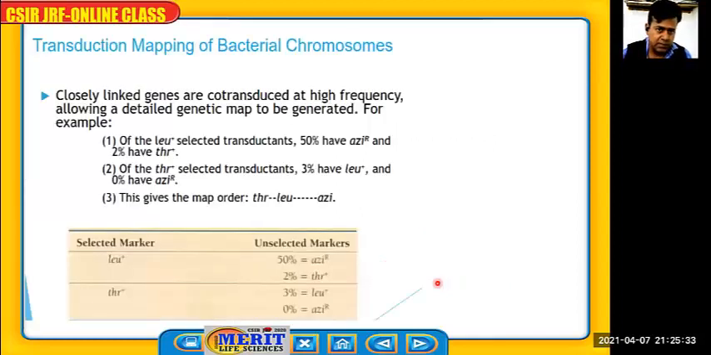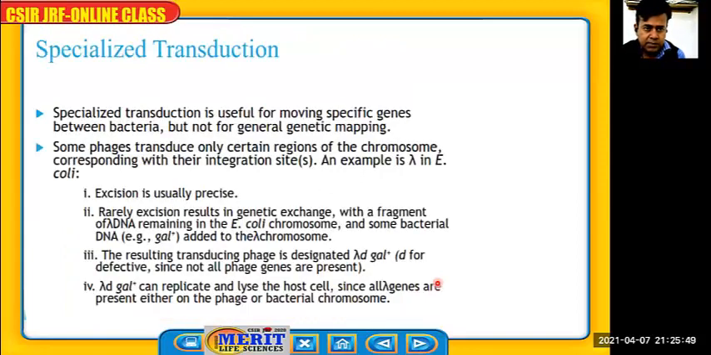Yesterday I was discussing how you can prepare a transduction mapping of the bacterial chromosome based on certain markers. I will discuss that later, but first we should know what specialized transduction is. Specialized transduction is used for moving specific genes between bacteria, but not for general genetic mapping. So what are the features? Because sometimes CSIR is going to ask about certain features. What are the features of specialized transduction? Which is true, which is not true. So you must know these features.